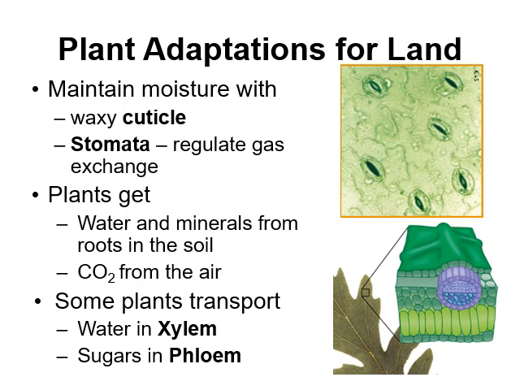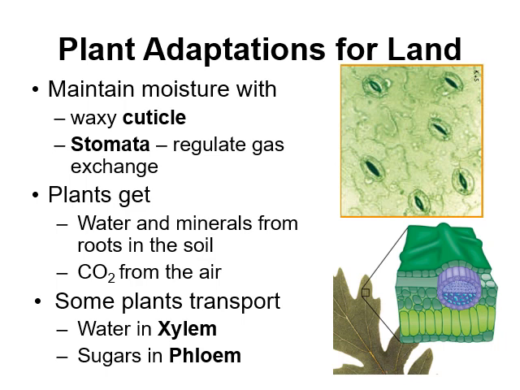So xylem transports water through a plant, right? They take water from their roots and then transport it up to the rest of the plant into the leaves. And they use their phloem to transport sugars that are made in the leaves down through the rest of the plant. So the xylem and the phloem were major adaptations that allowed plants to then live on land.